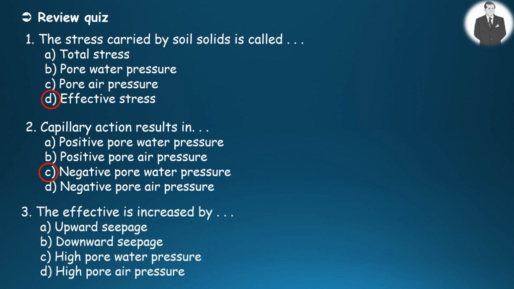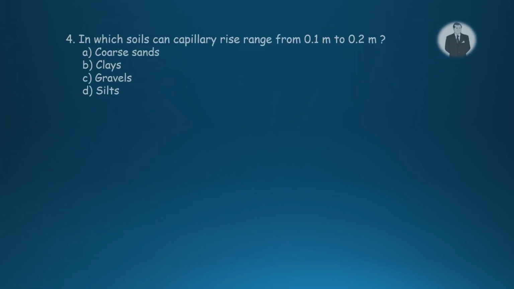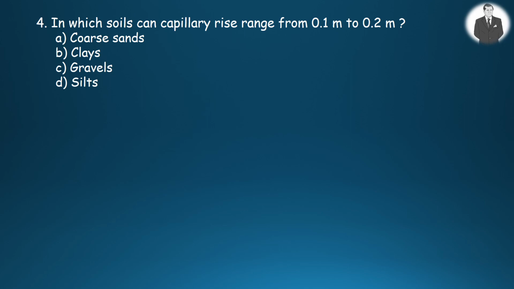The effective stress is increased by what? No, sorry. The answer is downward seepage. In which soils can capillary rise vary from 0.1 meter to 0.2 meter? Coarse sand. Well done. So the answer is A.